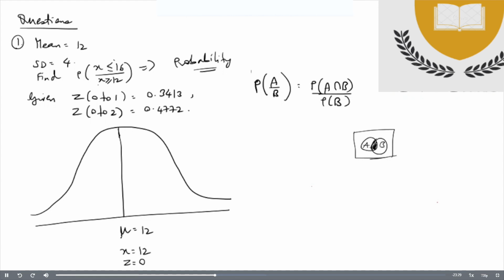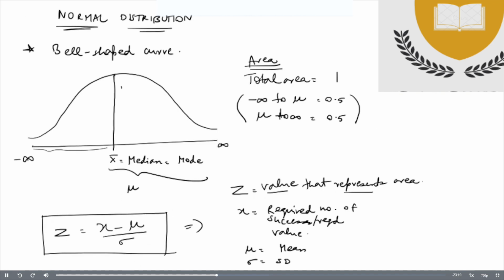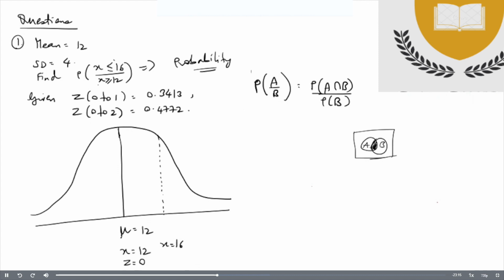Then P of x, that is x equal to 16. I will do the dotted lines here where my x value is equal to 16. Now at this point I have found out that my z value is equal to 1. I have done this in the previous question. So z is equal to 1. So here my 2 points are plotted. X is equal to 12 and x is equal to 16, and the z values are also plotted.